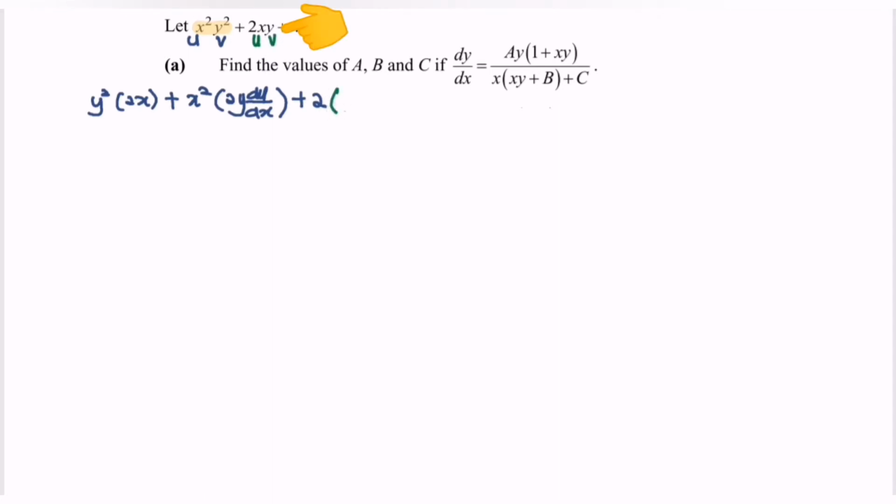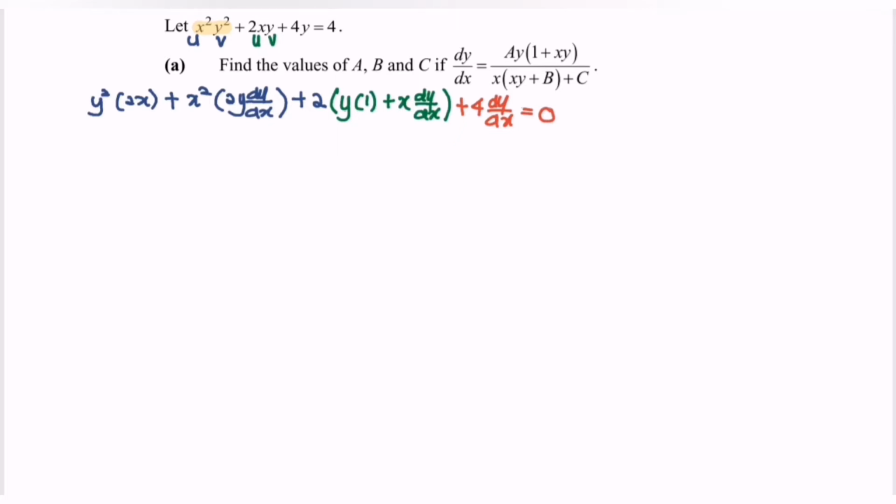So in brackets, we have y multiplied with 1 because we differentiate u, which is x, plus x, differentiate v, we will have dy/dx, plus differentiate 4y, we will have 4 dy/dx, and then finally equals 0 because differentiating a constant we obtain 0.